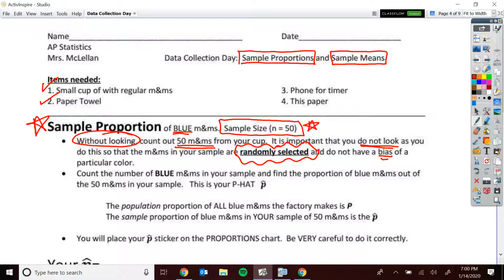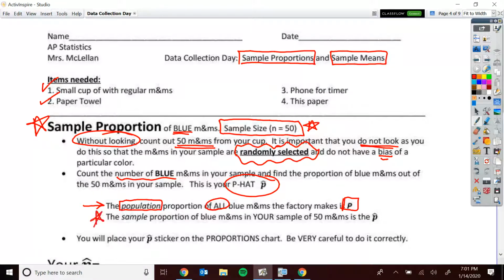Once you count your 50 M&Ms, then you can count the proportion that are blue. When you get that sample proportion, your proportion is called your p-hat. So let's look at that notation. The population proportion of all M&Ms that come from a factory that are blue is represented by this capital letter P, a capital italicized P. That is the population proportion of all the M&Ms that are blue that the factory makes.